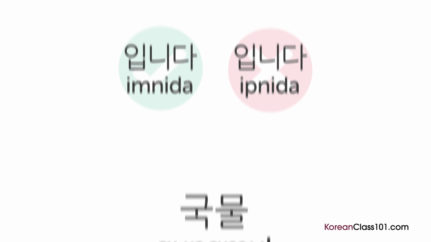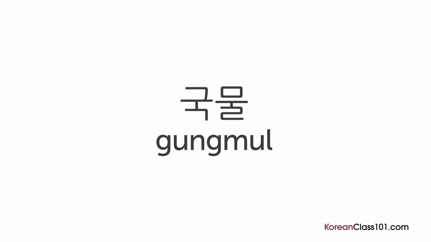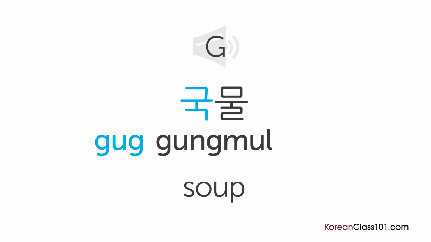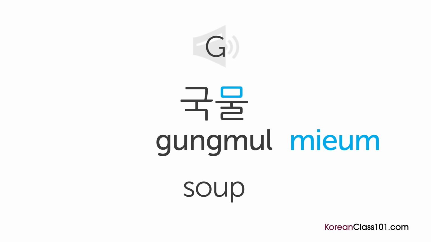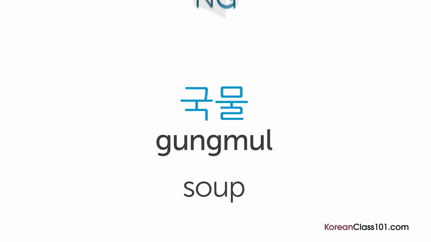Let's do another example. 국물 is the Korean word for soup. The consonant 기역 is for G sound in English, so you can read it as 국. But it's paired with the nasal sound 미음, so it changes the pronunciation from a G sound to an NG sound, and you need to read it as 궁물.